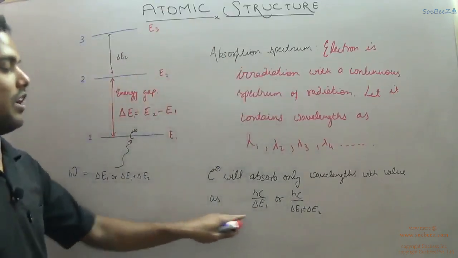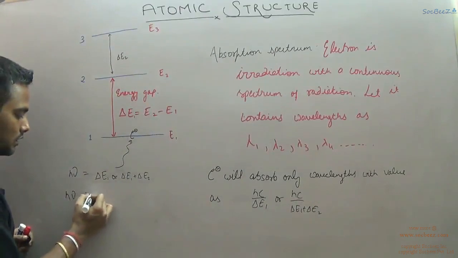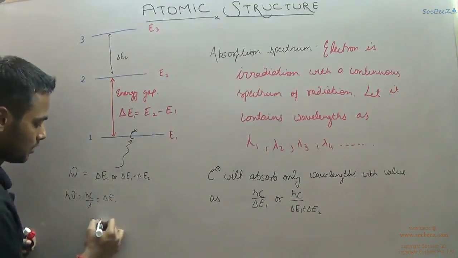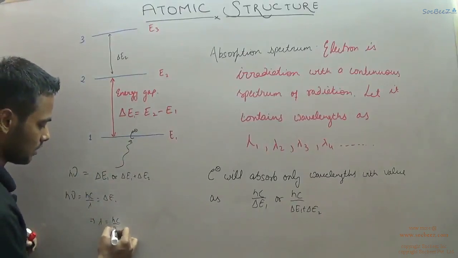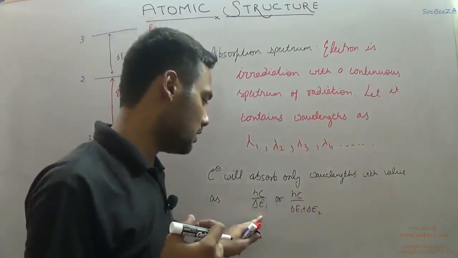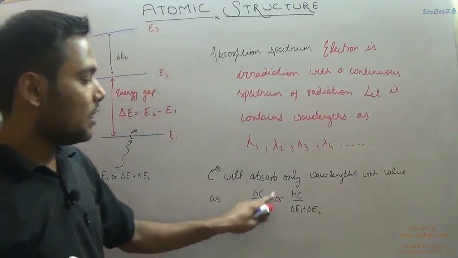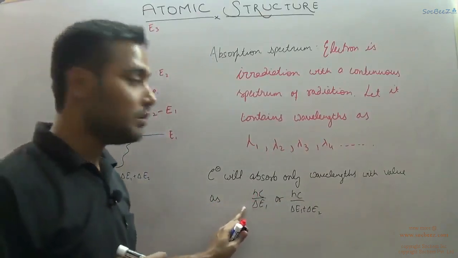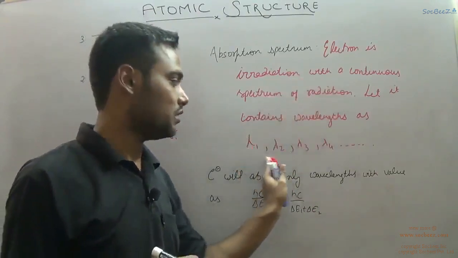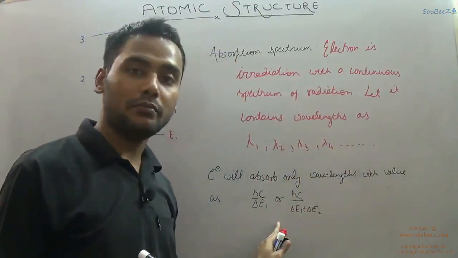Now how have we got it? Well, this is very easy. We know h nu equals Hc upon lambda equals delta E1. So from here lambda is Hc upon delta E1. So it will absorb only wavelengths with value this or this. Now if it absorbs this value, then that wavelength will be missing from the continuous spectrum. From the group of values, these two values will be missing.